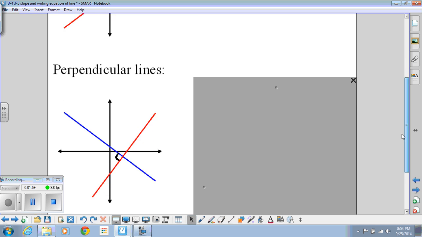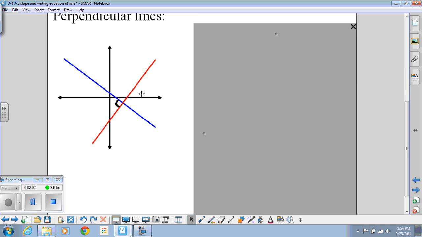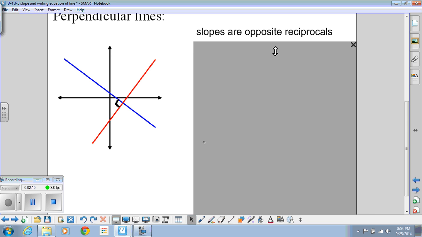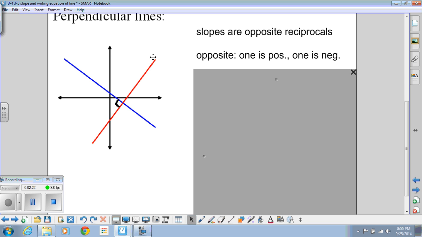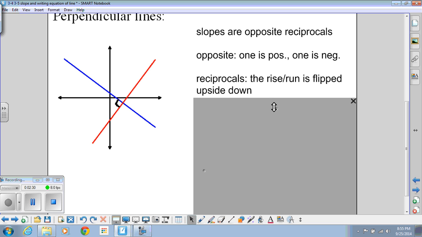But when we have perpendicular lines, those do intersect, and they intersect specifically at a 90-degree angle. So we want one to be going in a positive direction, one to be going in a negative direction. So because of that, perpendicular lines, their slopes are what we call opposite reciprocals. So opposite meaning one is positive and one is negative. Okay, so one of the slopes is positive, one of the slopes is negative. Reciprocal means that the rise over run is flipped upside down.